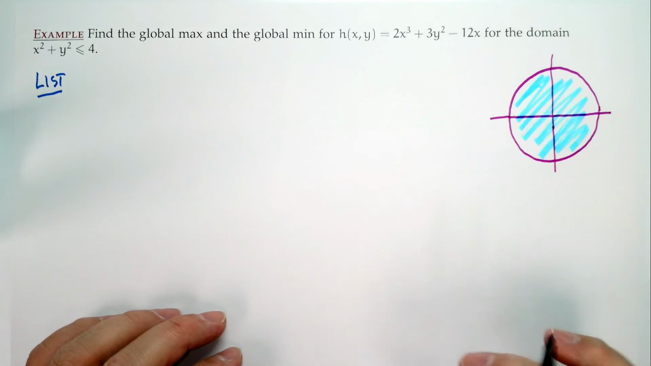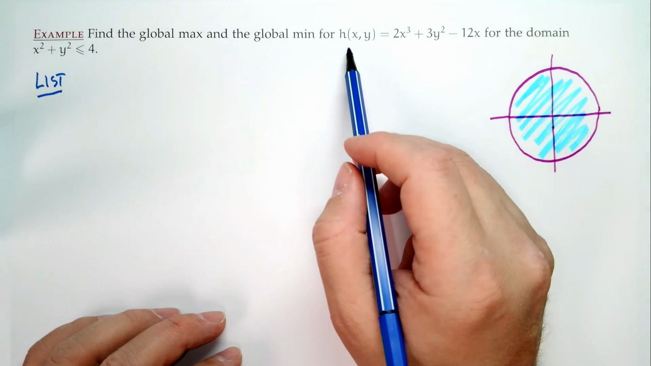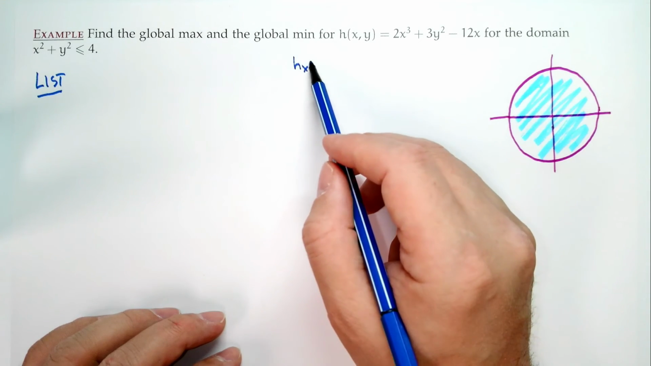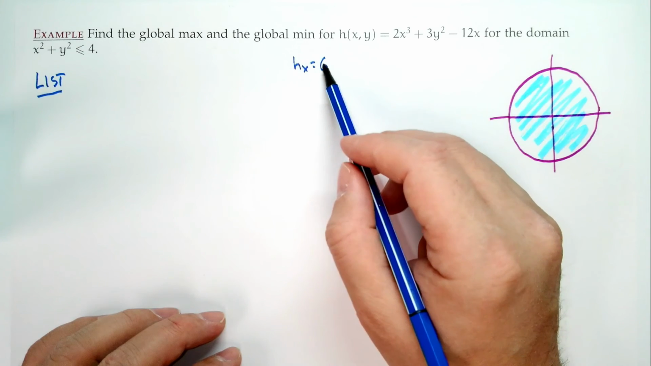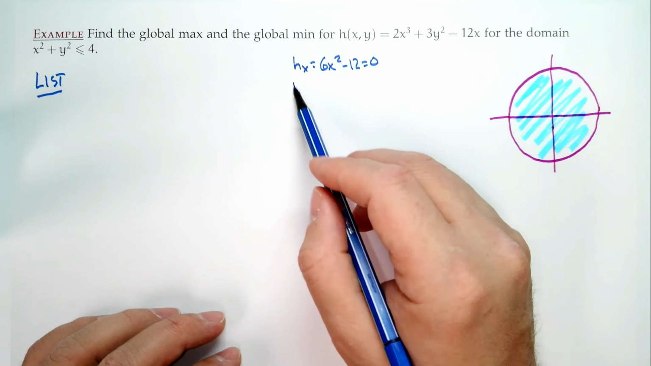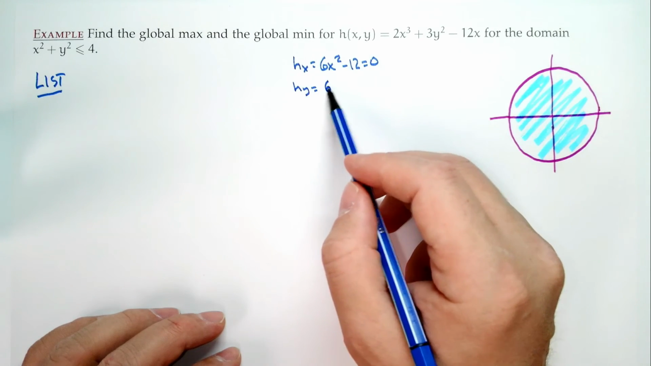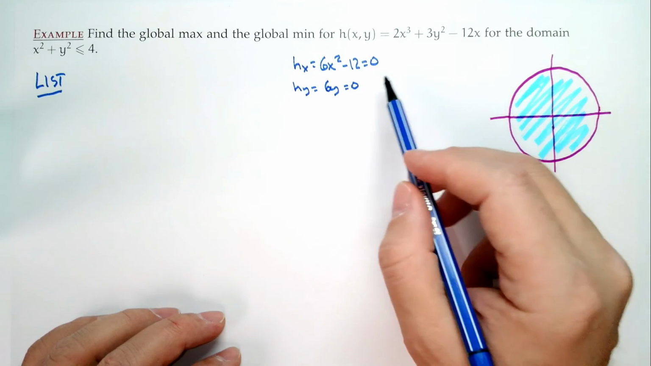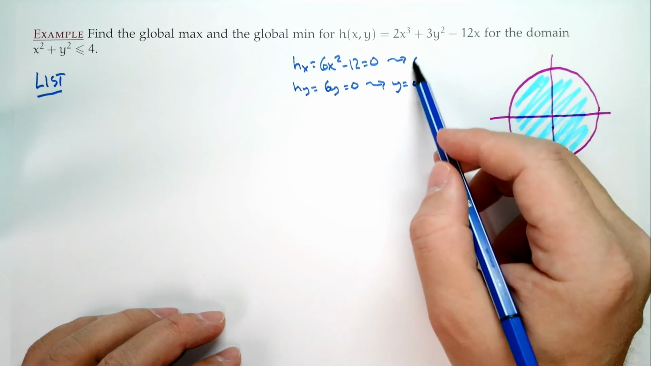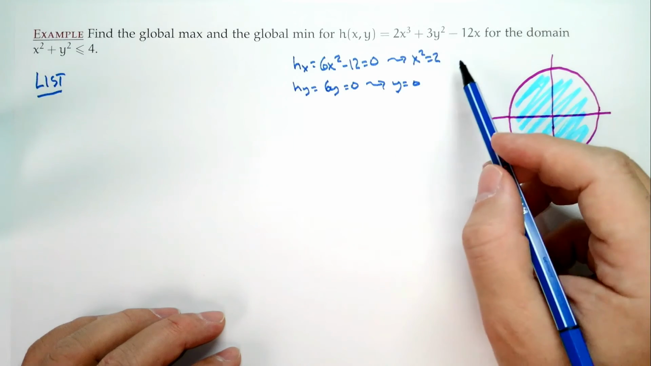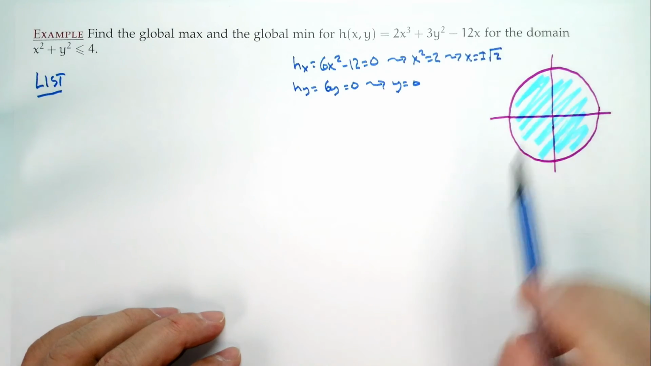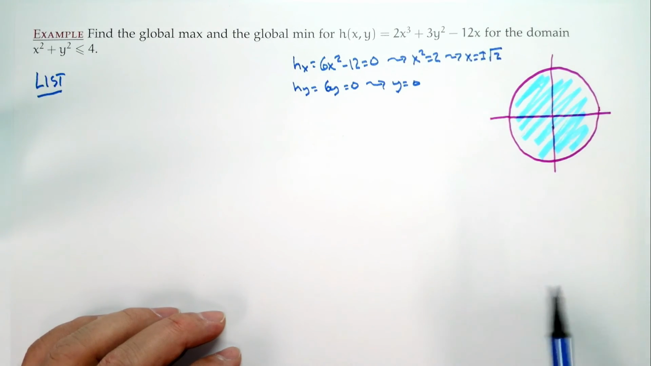Let's start by looking on the inside. So we take here our function and take our partial derivatives, set them equal to 0, because that's our gradient. So 6x squared minus 12 equals 0. h sub y would be 6y equals 0. Well, that one is easy to solve. Y has to be 0. This other one says x squared had better be 2. So that tells us x is going to be plus or minus the square root of 2.